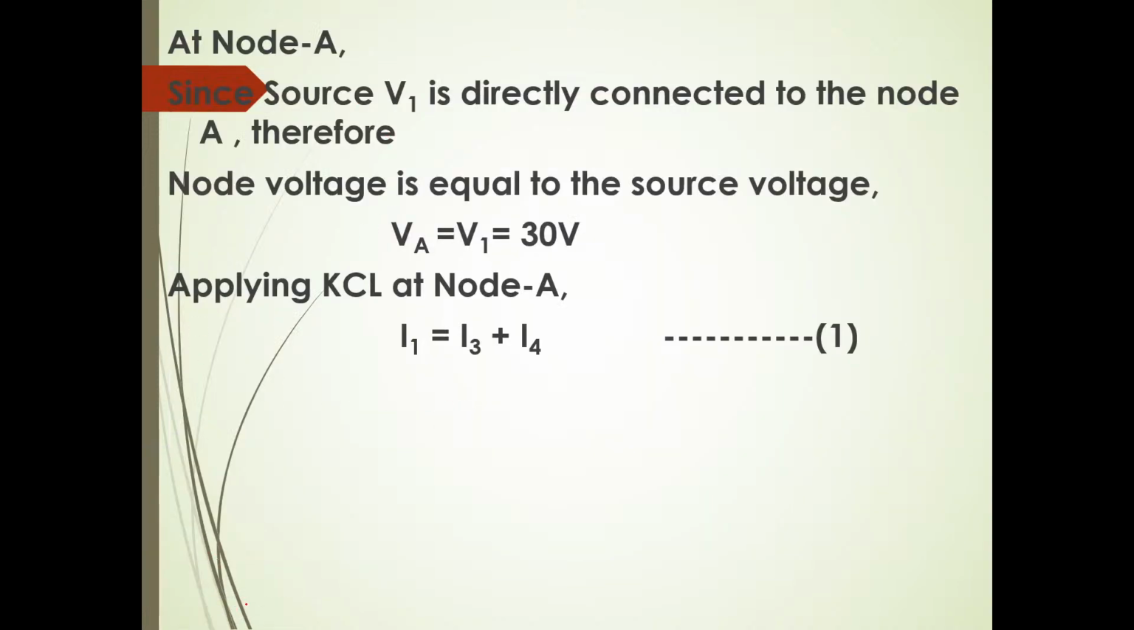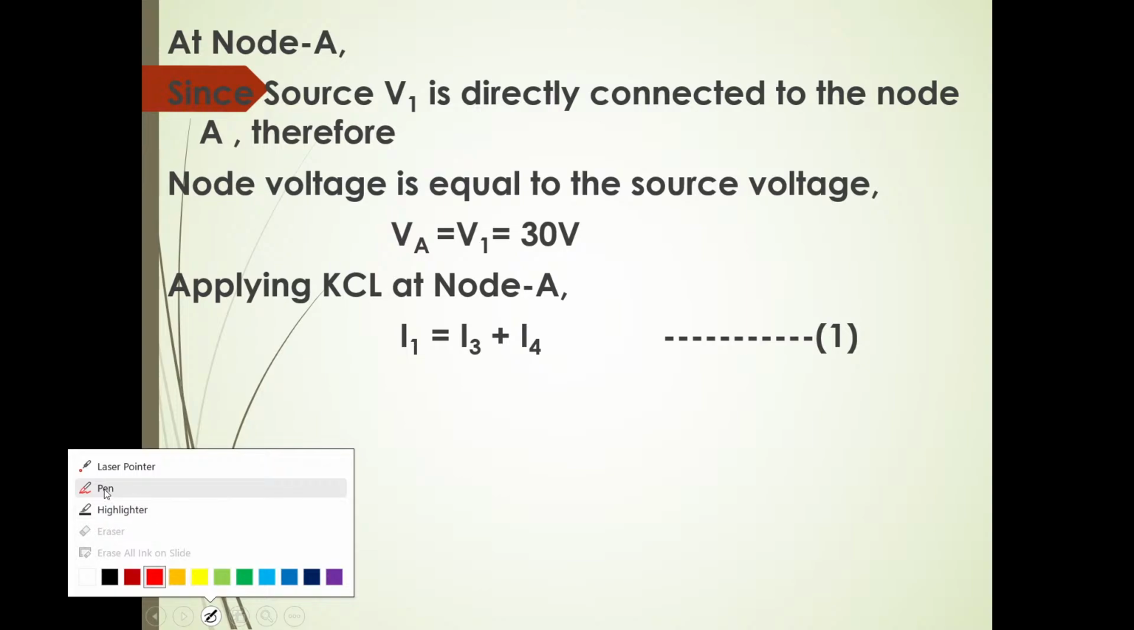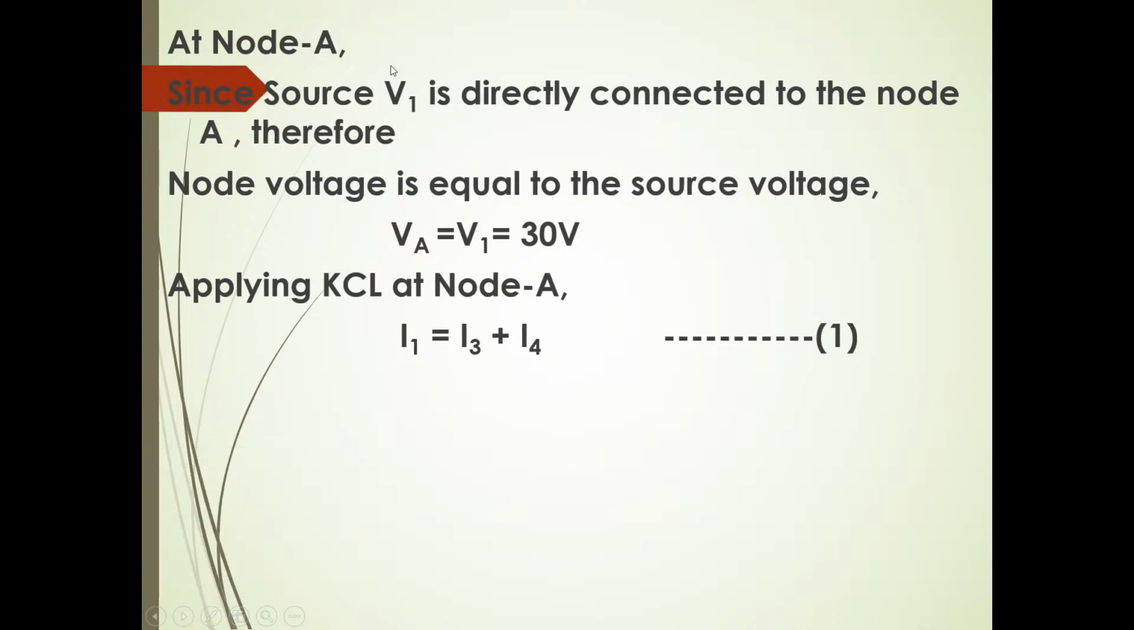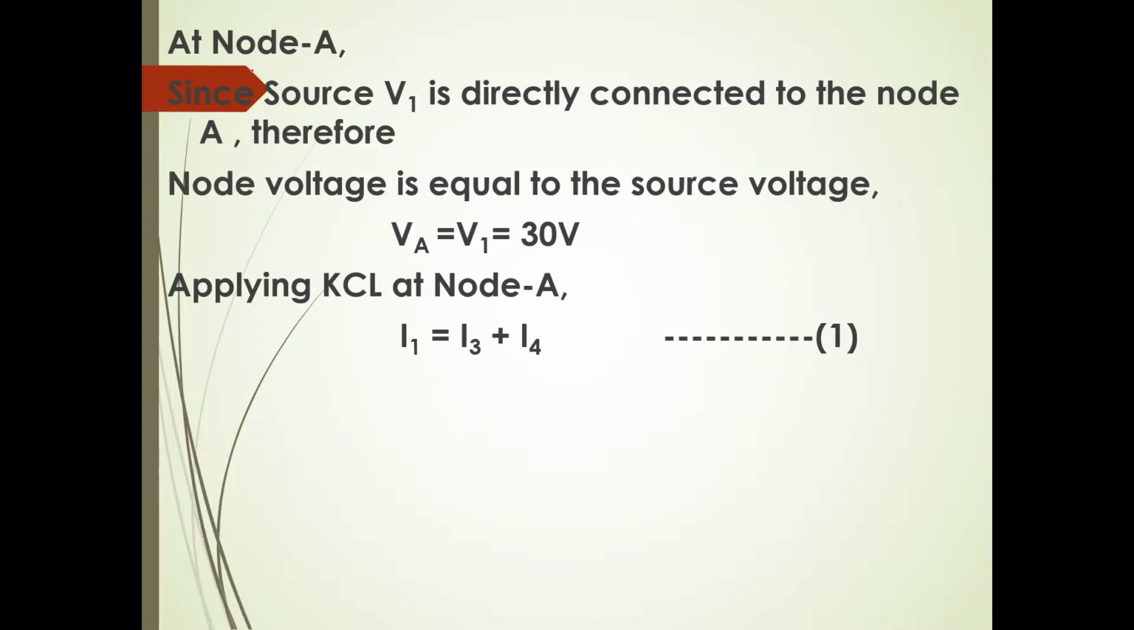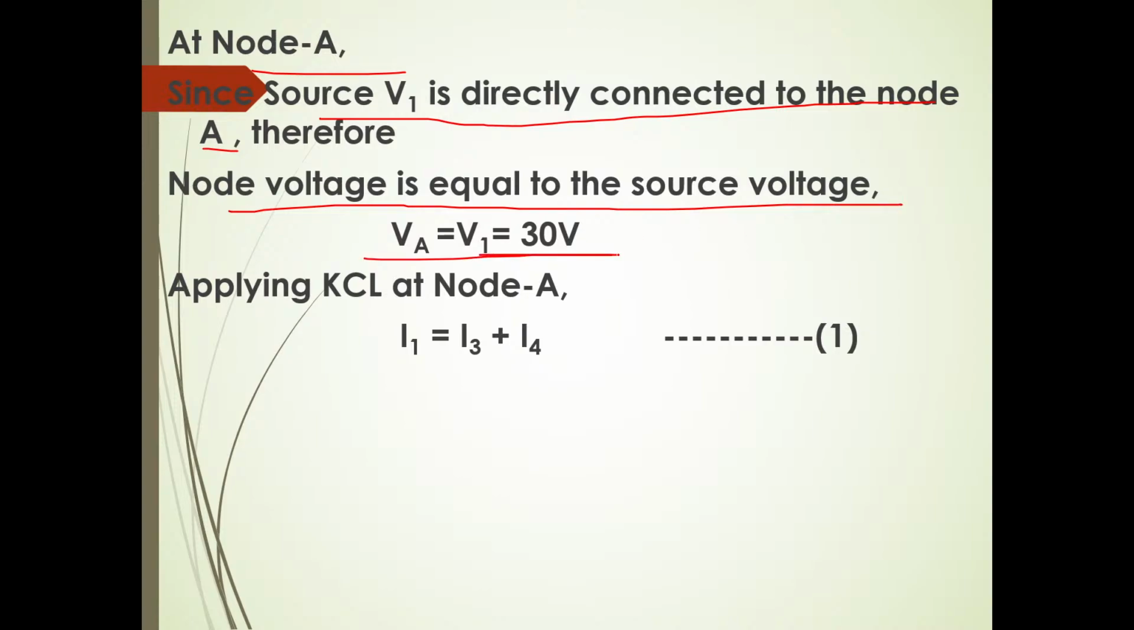Okay, at node A. So at node A, V1 is directly connected to the node. Therefore, the node voltage is equal to the source voltage. So VA is equal to V1, that is equal to 30 volts.